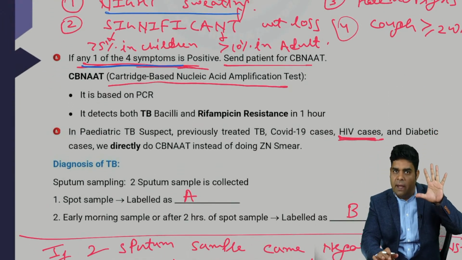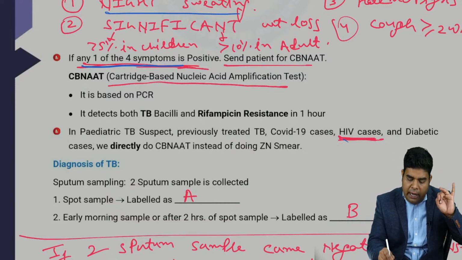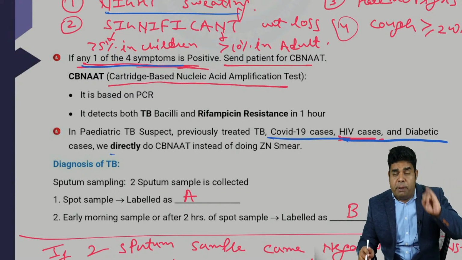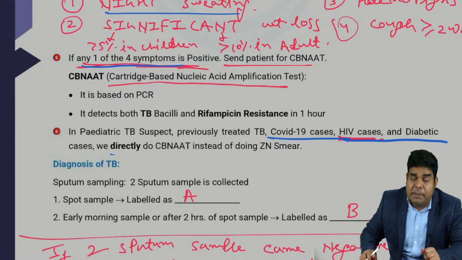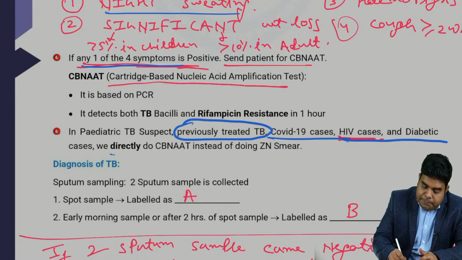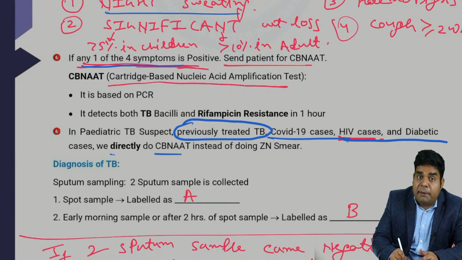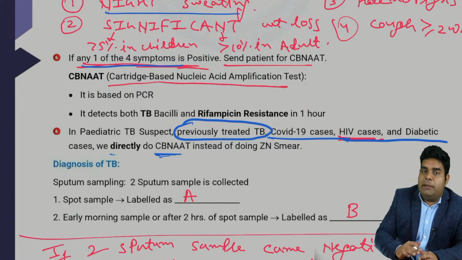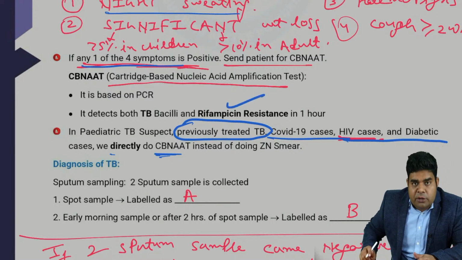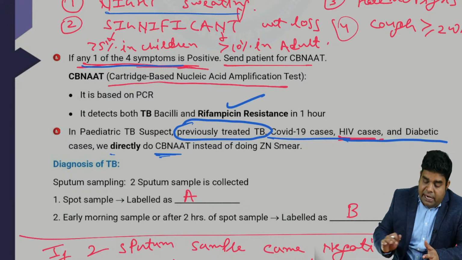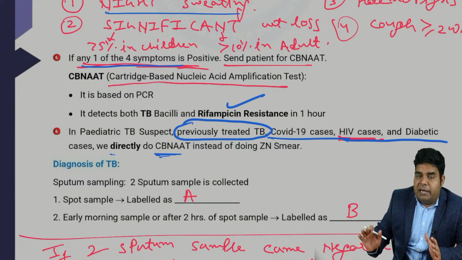What are those 5 people? HIV, diabetes, COVID-19. Other than that, 2 more are previously treated TB and pediatric TB suspect. Because if it is previously treated, then there can be drug resistance, and this is the main advantage of CBNAAT. It not only detects TB, it also detects rifampicin resistance. So in one test, we will know both whether resistance is present or not. Therefore, we do CBNAAT directly in previously treated.